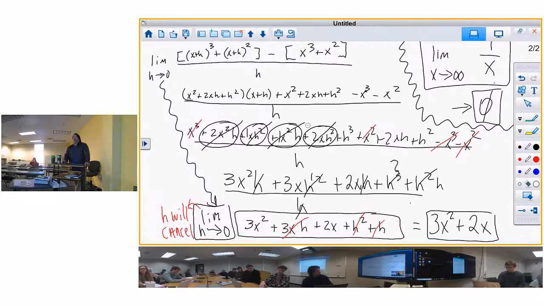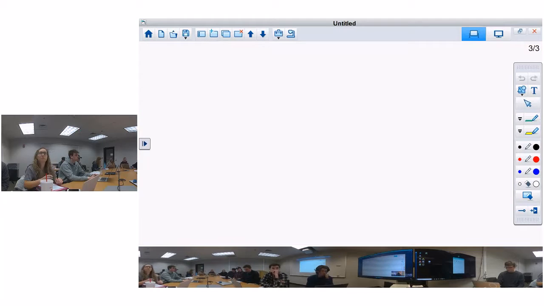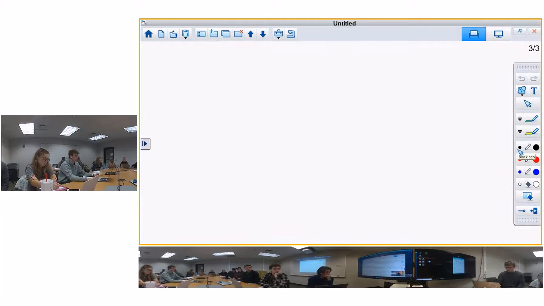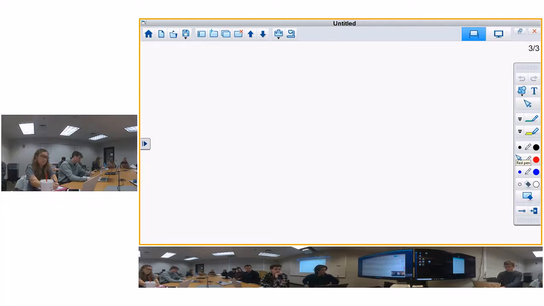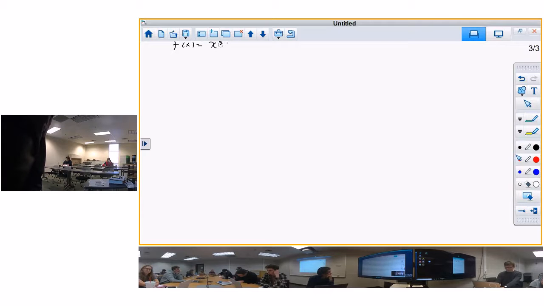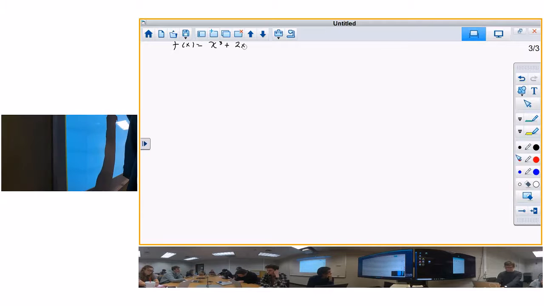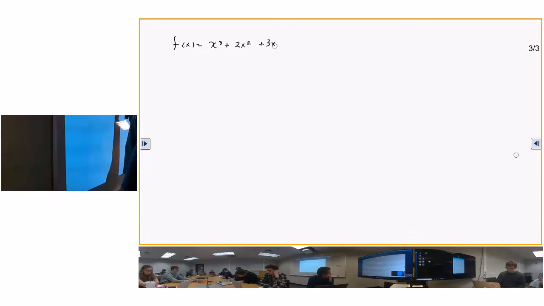All right, so let's do f of x is equal to x cubed plus 2x squared plus 3x minus 1. All right, work on that one.